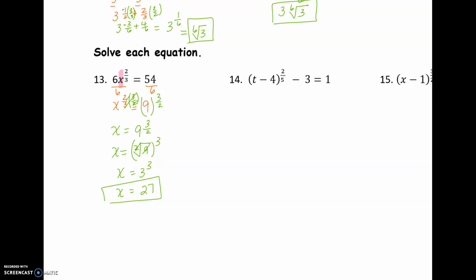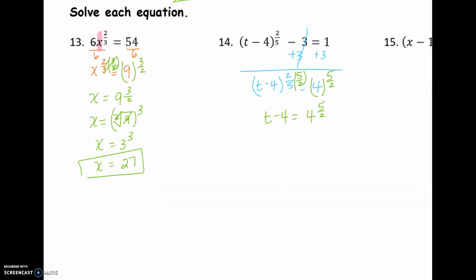In number 14, I want to get t by itself. To do that, I'm going to get rid of the 3 first. When I get rid of the 3, I get t minus 4 to the 2/5 power equals 4. That's gone. To get t, I've got to get rid of that exponent next by multiplying by the reciprocal, 5/2. So this becomes 4 to the 5/2. So I get t minus 4 equals 4 to the 5/2.